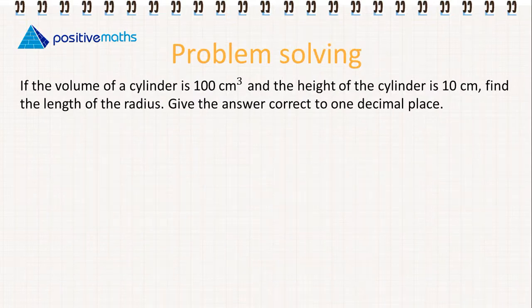So let's look at an example. If the volume of a cylinder is 100 centimeters cubed and the height of the cylinder is 10 centimeters, find the length of the radius. Give the answer correct to one decimal place. Okay, so we're going to follow our steps. The first thing that we're going to do is write out or identify the information that we're given. The volume is equal to 100 centimeters cubed. We have the height is equal to 10 centimeters. And we're looking for the radius.